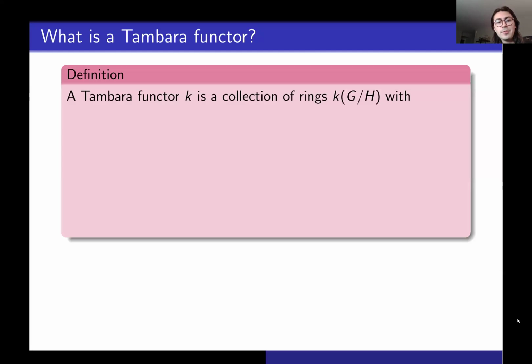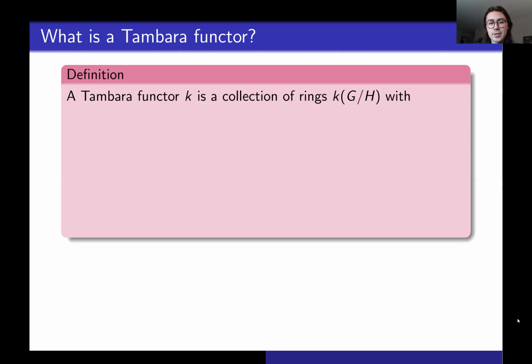So a Tambara functor is going to abstract this situation. In a Tambara functor, we no longer ask for fields. We just want a collection of rings for each subgroup H of G. I'm going to convert between the collection of subgroups of G and the collection of transitive G sets, which are necessarily of the form G mod H, the left cosets of some subgroup of G.